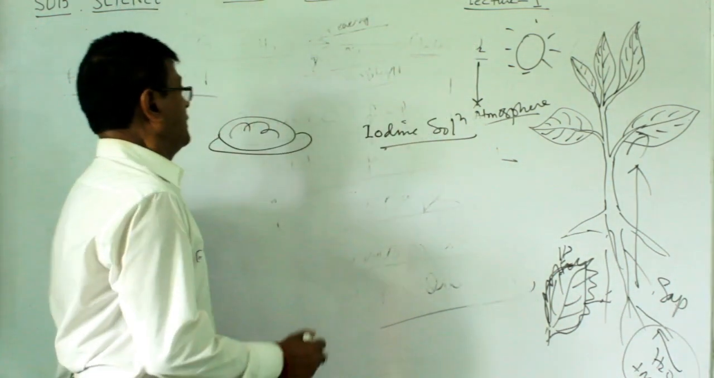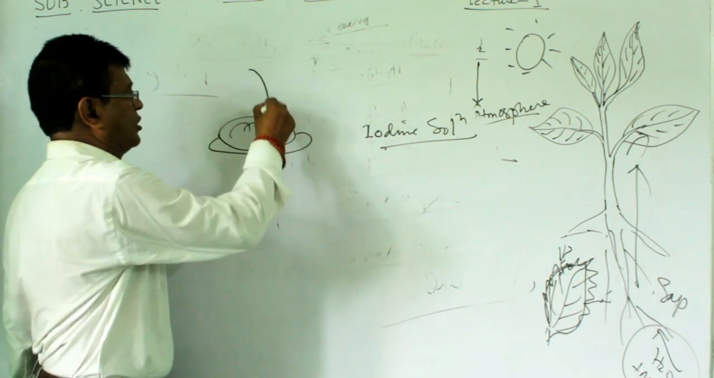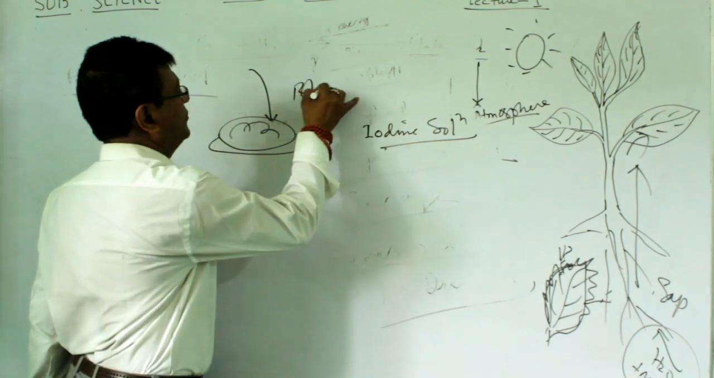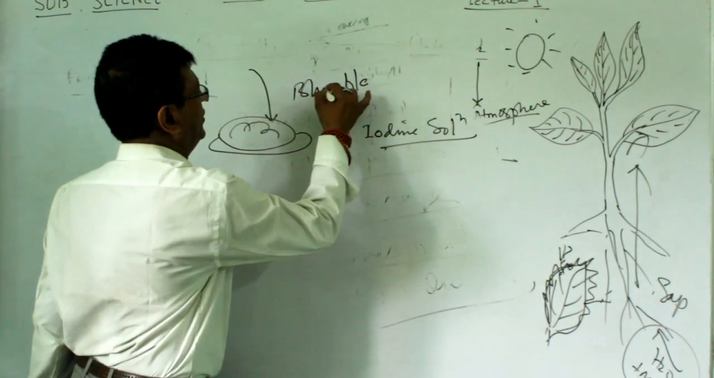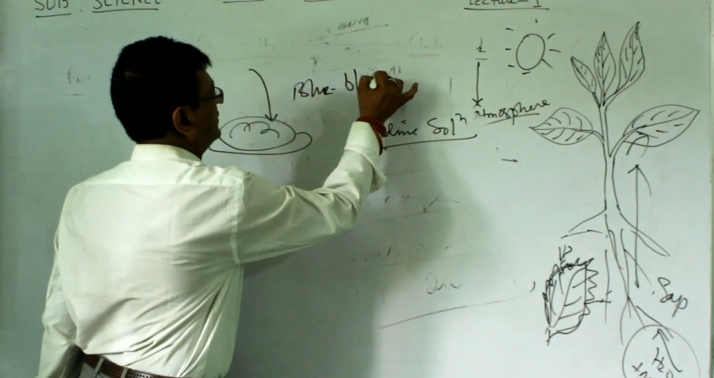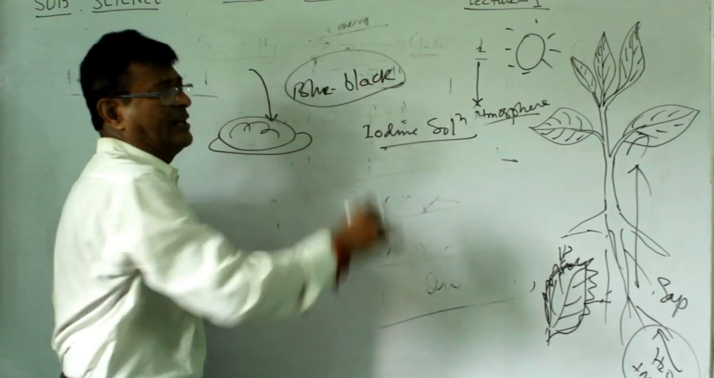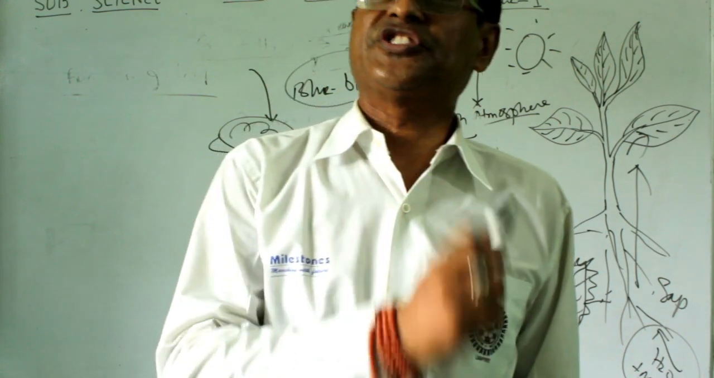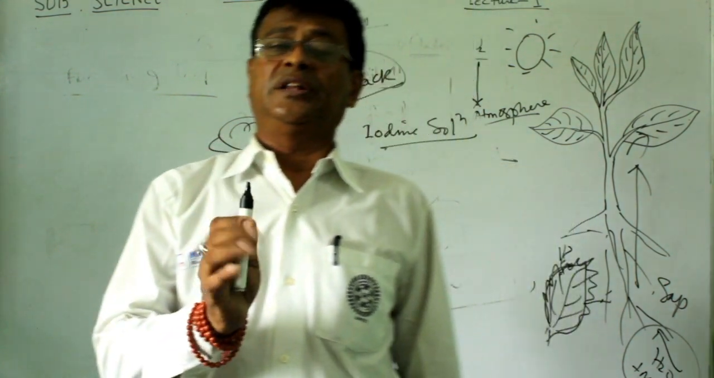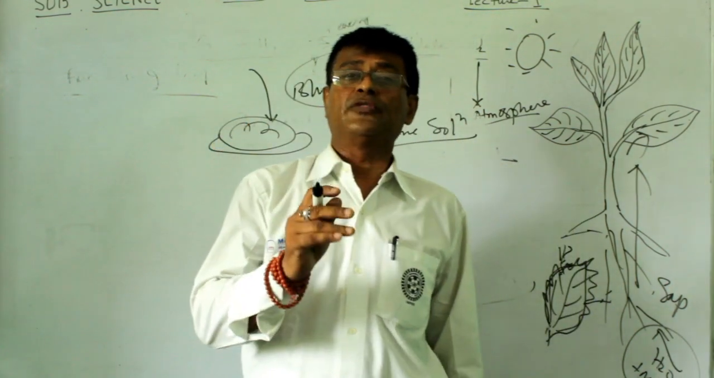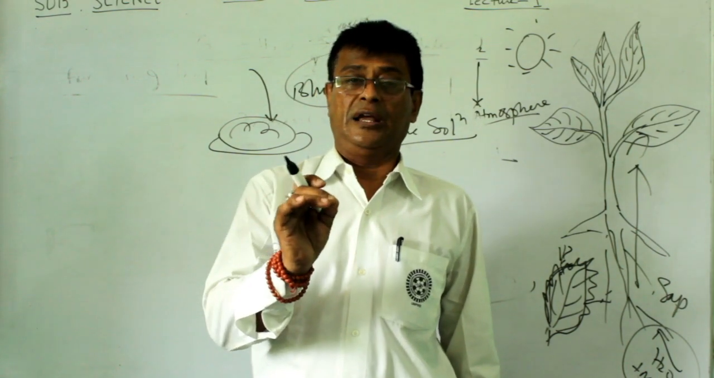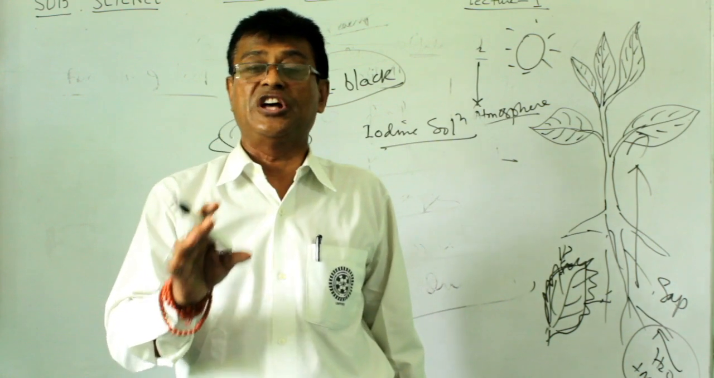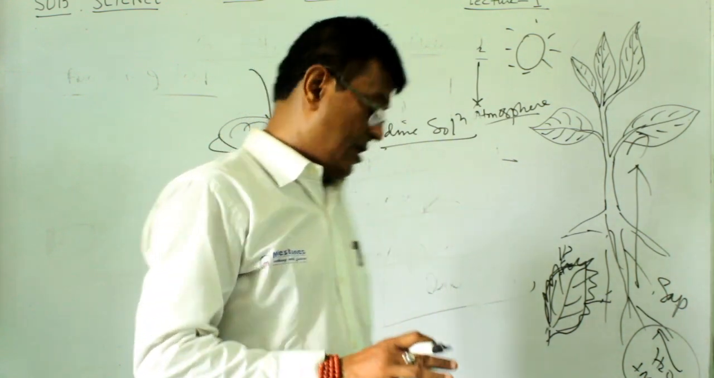Now, if you just put iodine solution in the food, if it turns blue-black, this will confirm the test for the starch. If there is starch, the color will come blue-black. If there is no starch, the color will not change. The iodine color will remain the same.